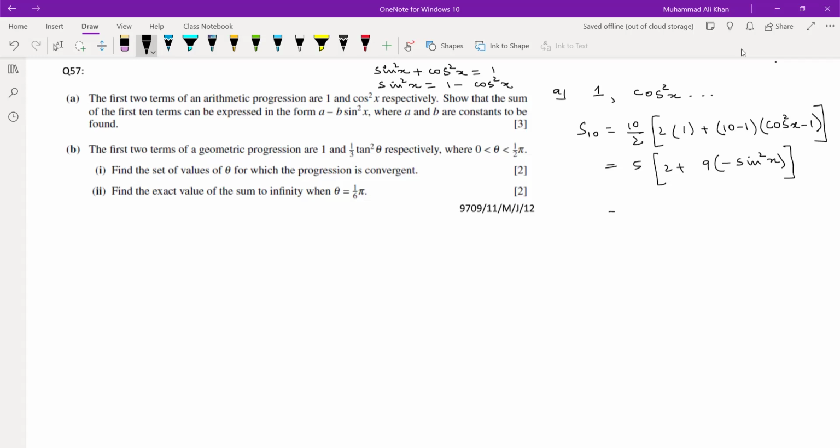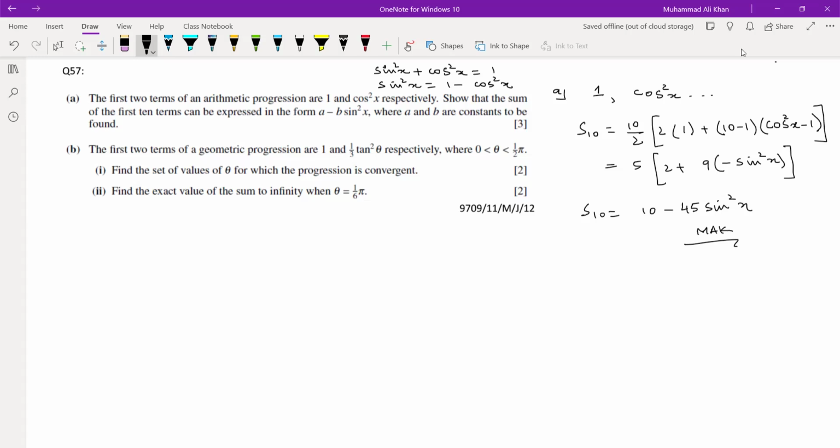Now 5 2s are 10, 5 9s are 45, minus 45 sin square of x. This is S10. The value of A is 10. The value of B is 45. Are you clear? Any confusion? No. Clear?